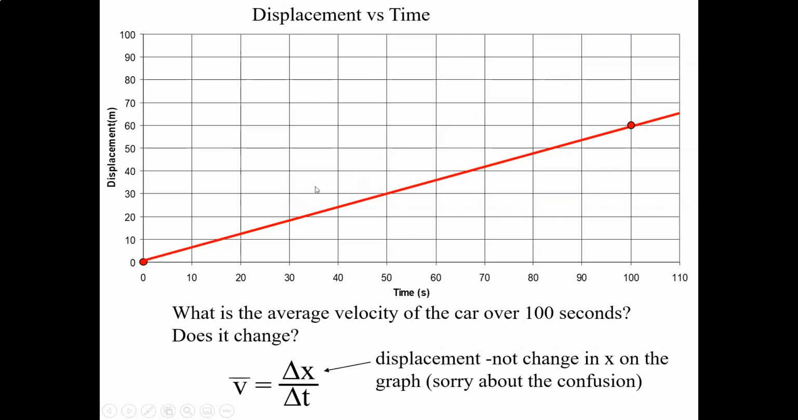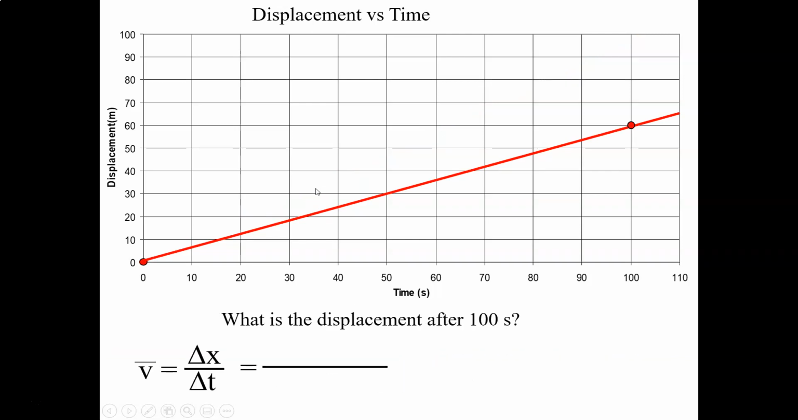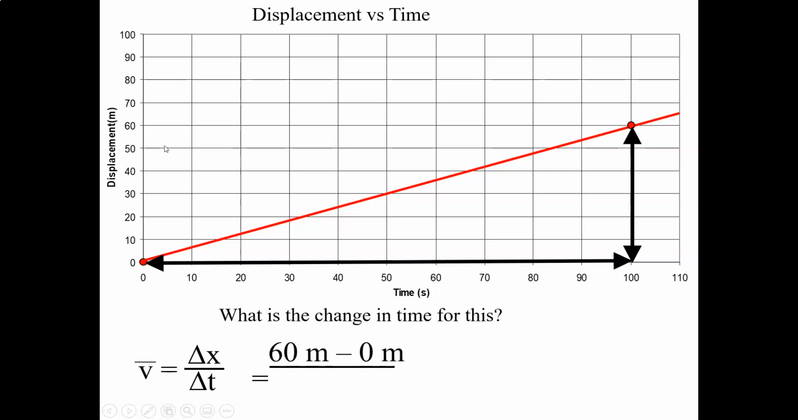Okay? So now if I want to figure out the average velocity after 100 seconds, I can use the graph, and this would be something not too uncommon to do. What I would say is, all right, after 100 seconds, how far did it go? It traveled 60 meters. And how long did it take? Well, we said 100 seconds. So 60 meters divided by 100 seconds gives us 0.6 meters per second. So that's its average velocity.